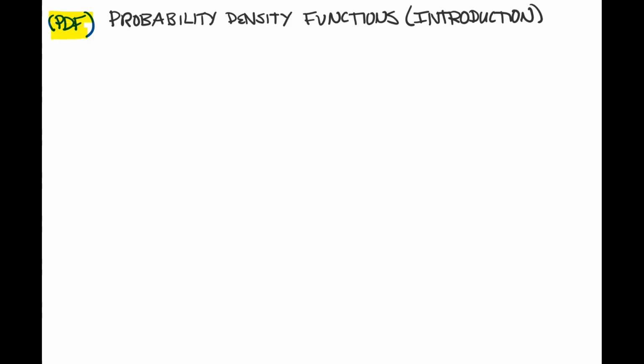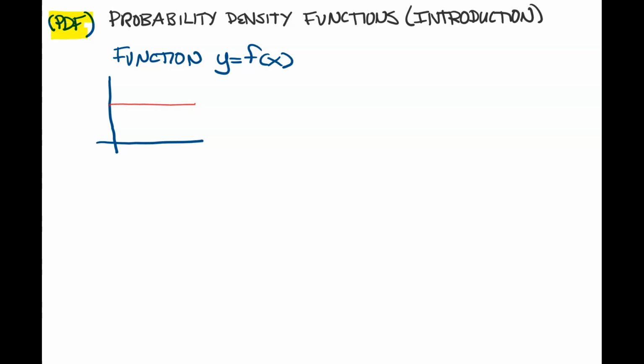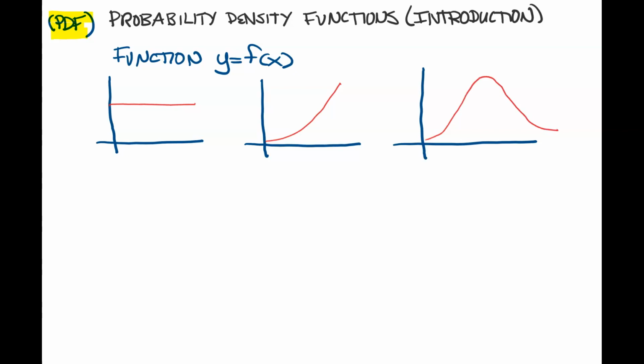Okay, so the first thing I think about is that a PDF is just a function. Anything of the form y equals f of x is a function. These probability density functions can have all different sorts of looks. They could be a constant function. We could have a PDF that is like an exponential function. We can have all kinds of shapes, but they need to be functions. So that's what a PDF is. It's a probability density function.